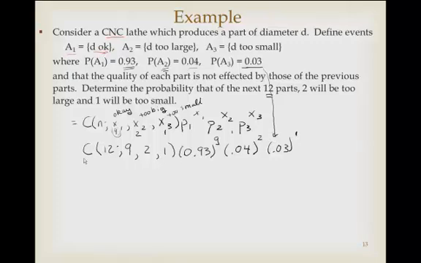And remember that you compute it all as 12 factorial over 9 factorial times 2 factorial times 1 factorial, and then multiply this all out, and you will get 0.016. So that's our problem. Now let's go on and do another problem.